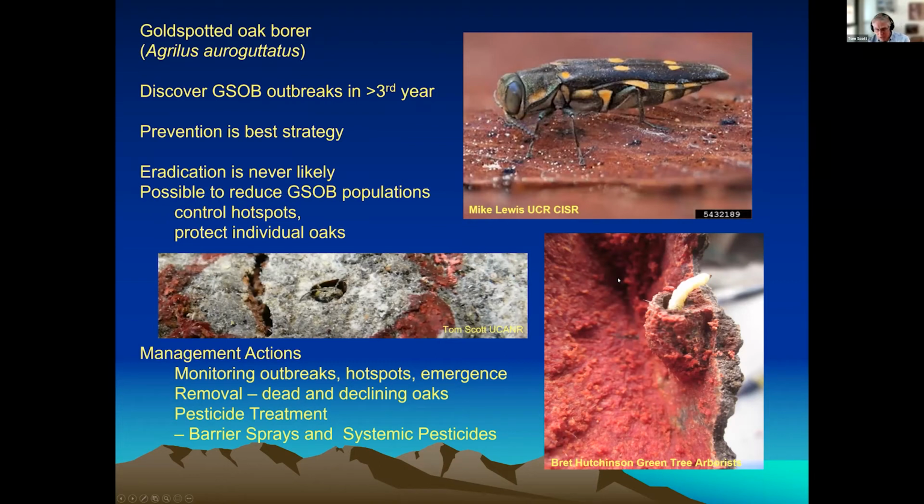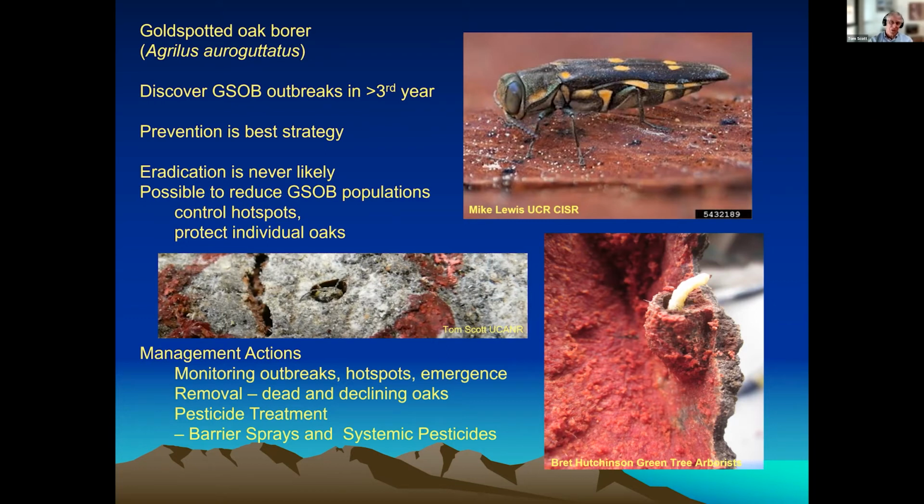Lots of people can say things that are more specific, but most times now we tend to discover GSOB outbreaks in their third year, pretty much after they have established. You don't see the damage in the first year or two, especially if it's not a drought year. So prevention is still our best strategy, and that's why we say don't move firewood. Firewood can have fully intact GSOB, no matter what it looks like.